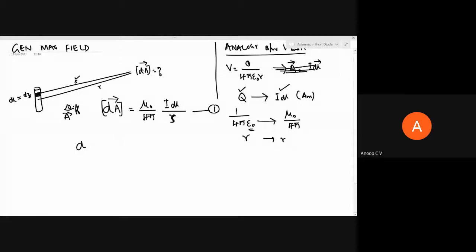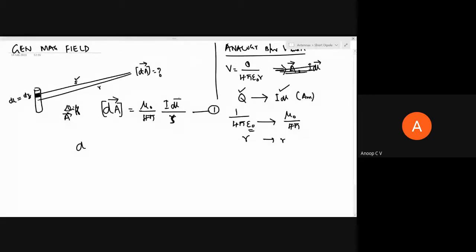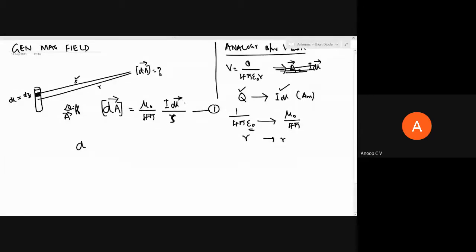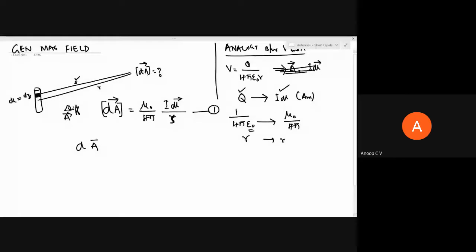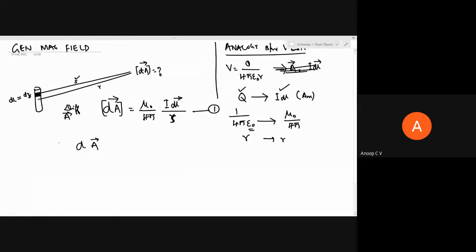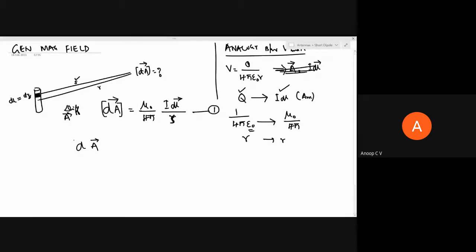And what will be its direction? So this dl is a vector, right? So I'll rewrite it. So this dA will be actually what? Mu naught by 4 pi, I dz divided by s, along az cap.